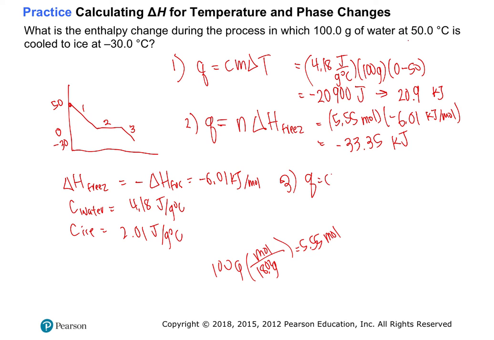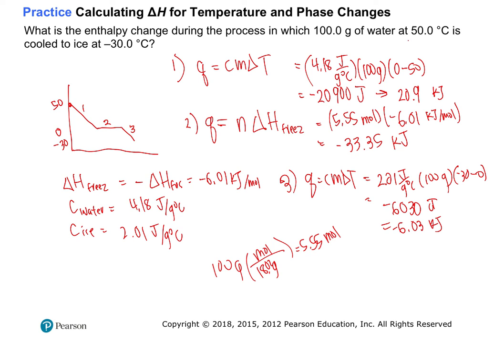And then the last segment, we're going to be cooling even more. So Q equals Cm delta T. We're going down to negative 30. So I have my C of ice is 2.01 joules per gram degree Celsius times 100 grams. And I'm going from 0 to negative 30, so negative 30 minus 0. So that should give me a negative number. 2.01 times 100 times negative 30 equals negative 6,030 joules, which we can write as negative 6.03 kilojoules.